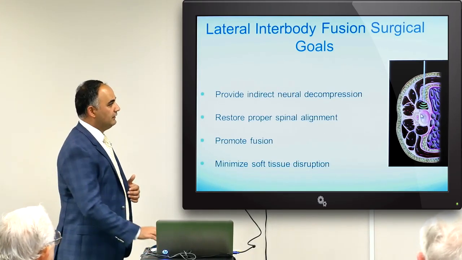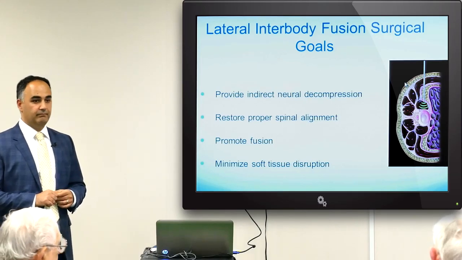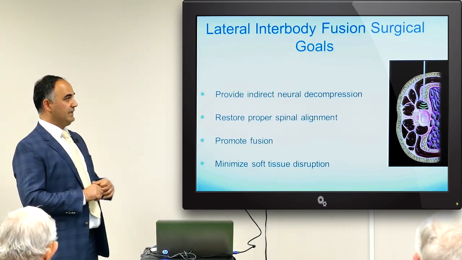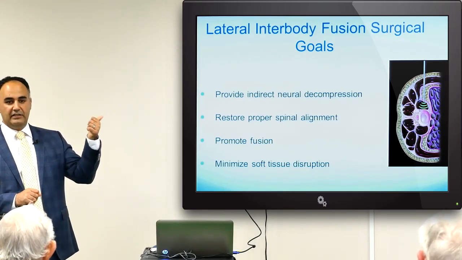So do you have to come in from both sides then? Mm-mm, just one side. Again, we're going to provide that decompression indirectly because we're going to restore that disc height from the front. We're going to put a big cage in there, restore that disc height and get indirect decompression. And we can fix any scoliosis too, because when you put those cages in, they're straight. So if a disc is collapsed one way, you put that cage in there, it's going to jack it back up to the right height.